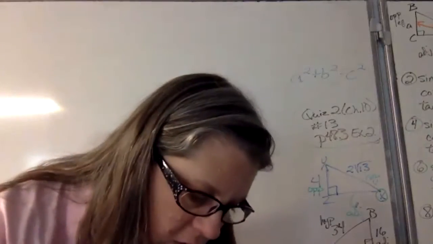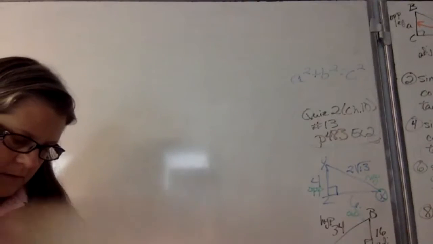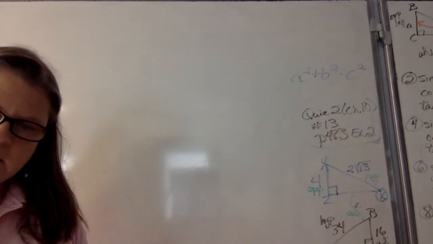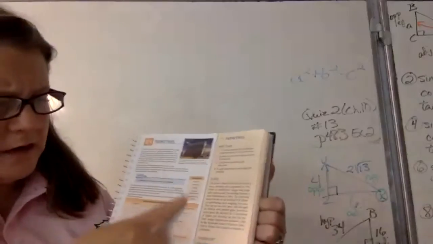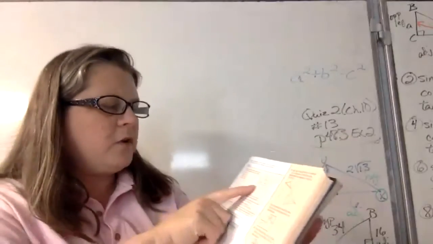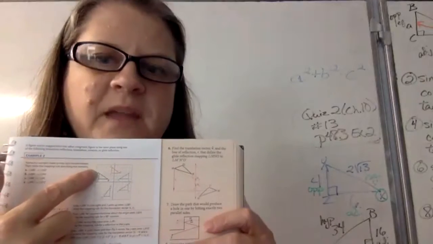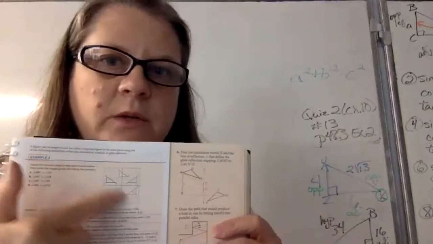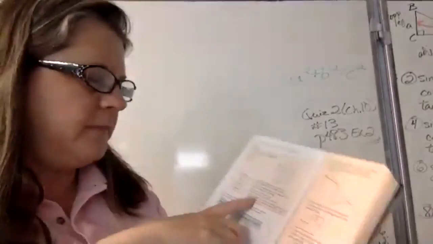So if you look at page 483 at example 2, remember we had our isometries listed here. In example 2 up here, the original pre-image is the black triangle right there. And then it has these different things done to it. That's similar to the picture that you had for number 13 on quiz 2 for chapter 10.